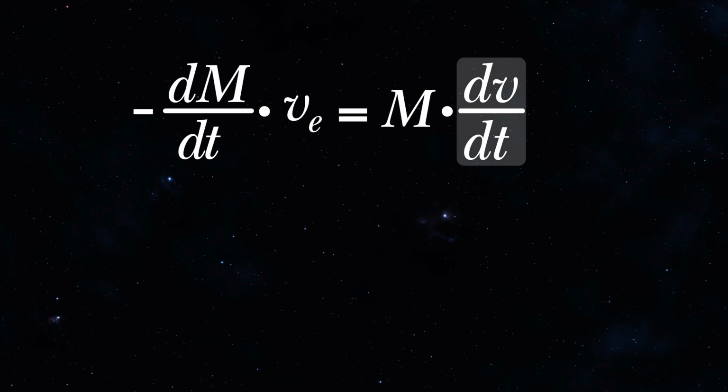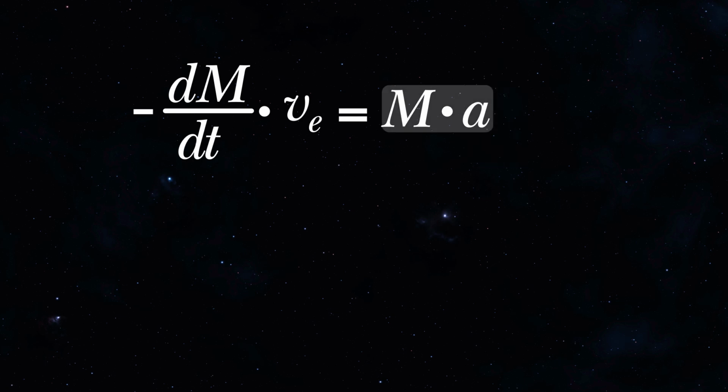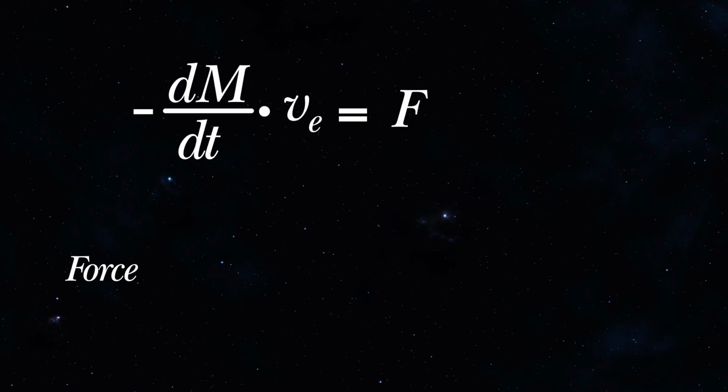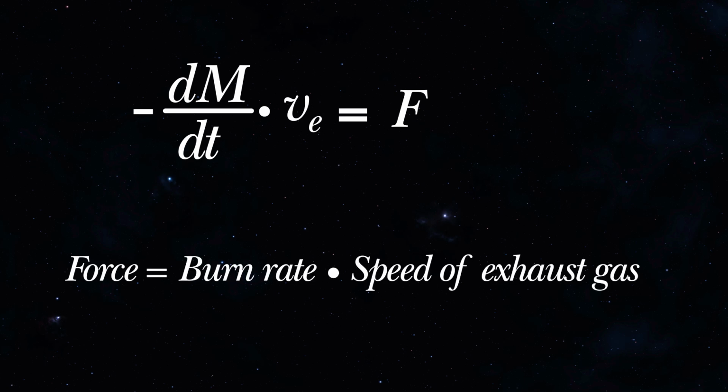dv over dt equals the acceleration, and mass times acceleration equals the force or thrust produced by the engine. dm over dt represents the burn rate, the rate at which the gas is ejected from the rocket. And the negative sign indicates that the force is opposite to the direction of the ejected gas. So the thrust produced by a rocket engine equals the burn rate times the speed of the ejected gas.